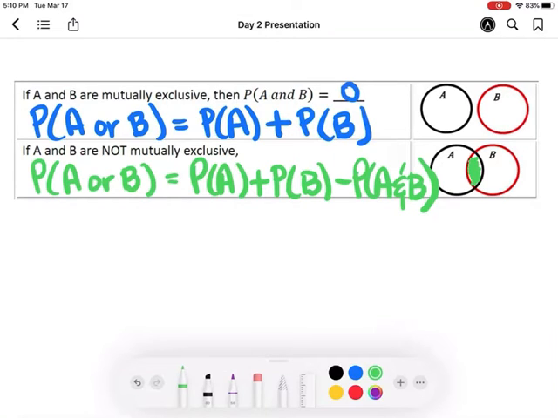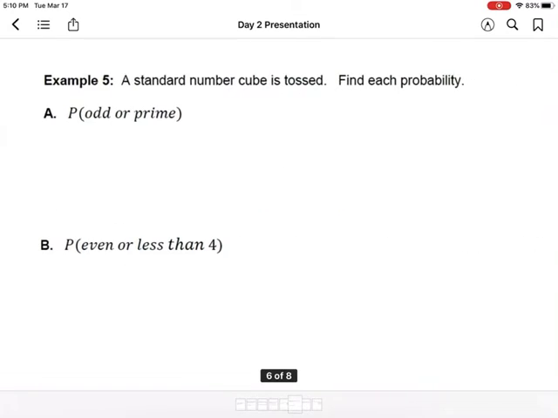So basically, if we count a number in event A and count the same number in event B, we counted that number twice, or that event twice, so we need to subtract out the duplicate. We'll illustrate that better on our next example. So let's look at this.